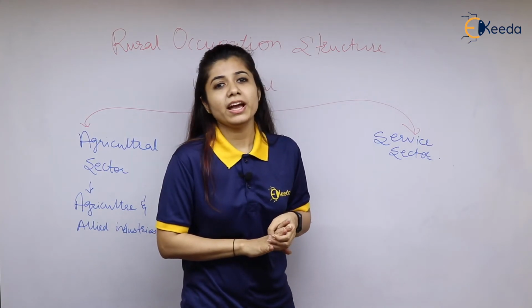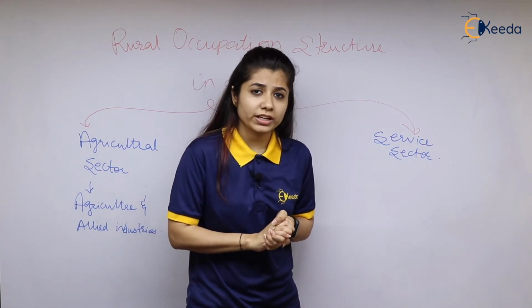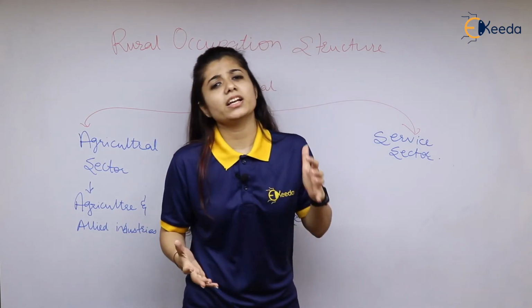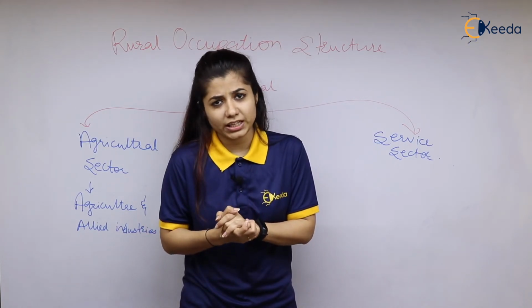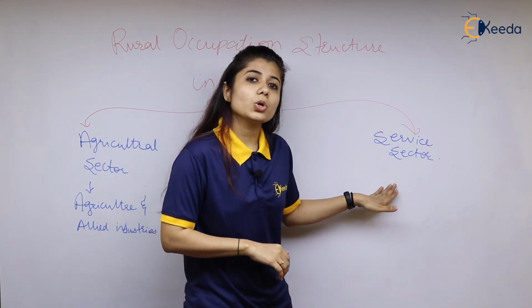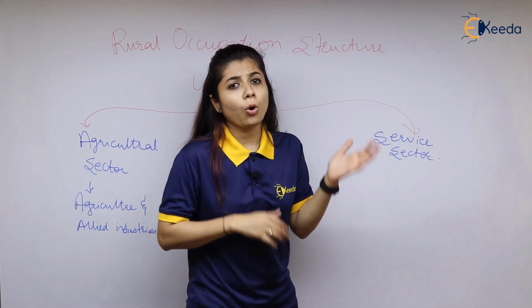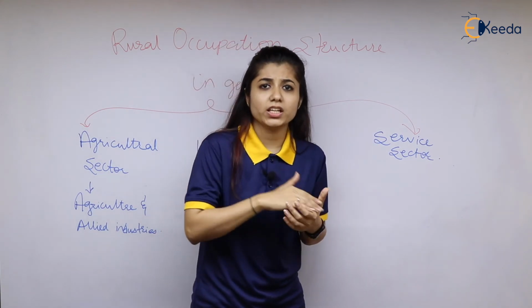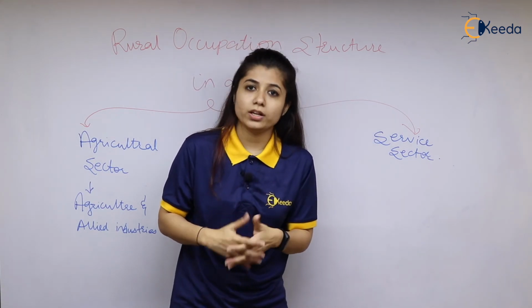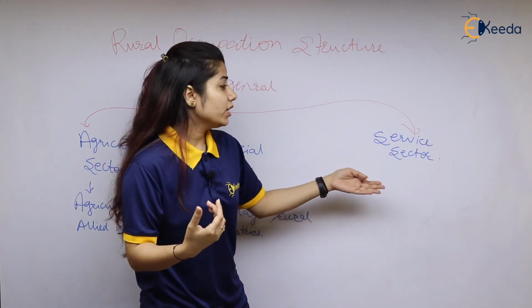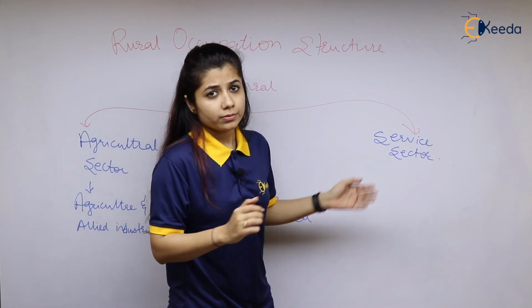Apart from that, we have the service sector in rural areas. These services include communication and banking, exactly like in the urban areas. The service sector is also termed the tertiary sector in layman's language. So we have three sectors basically in the rural occupation as well: the agricultural sector, the industrial sector, and the service sector. Thank you.